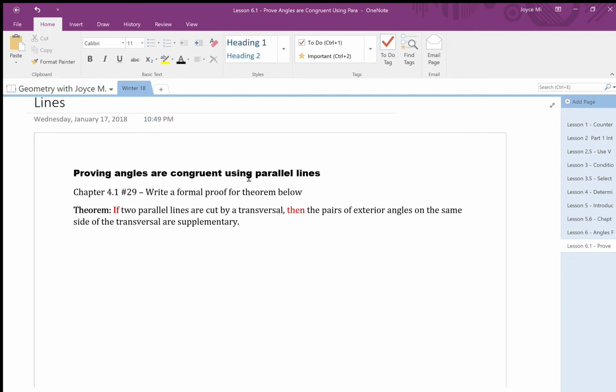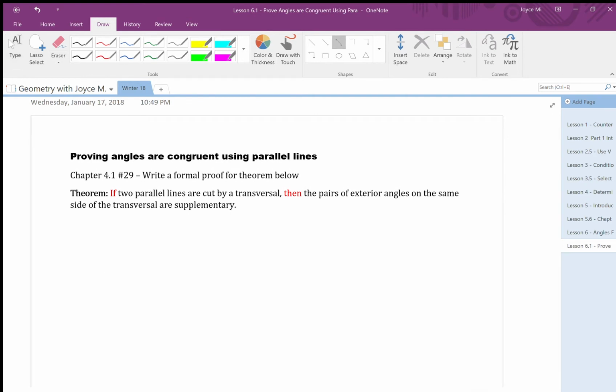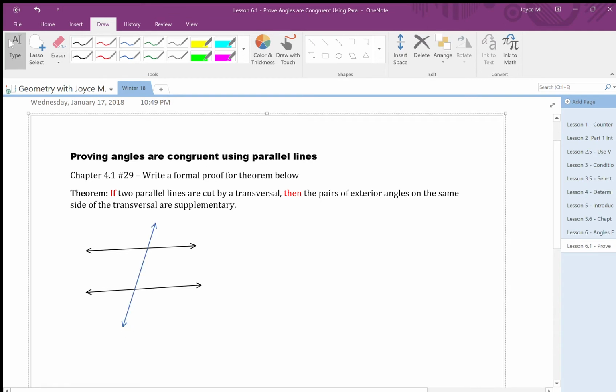So, two parallel lines cut by a transversal. First thing, I'm going to draw a parallel line. Let me use a color. My parallel line is here, and another parallel line. And then I'm going to draw my transversal. So this is my transversal. Again, I'm just using the given in the theorem to draw my picture.